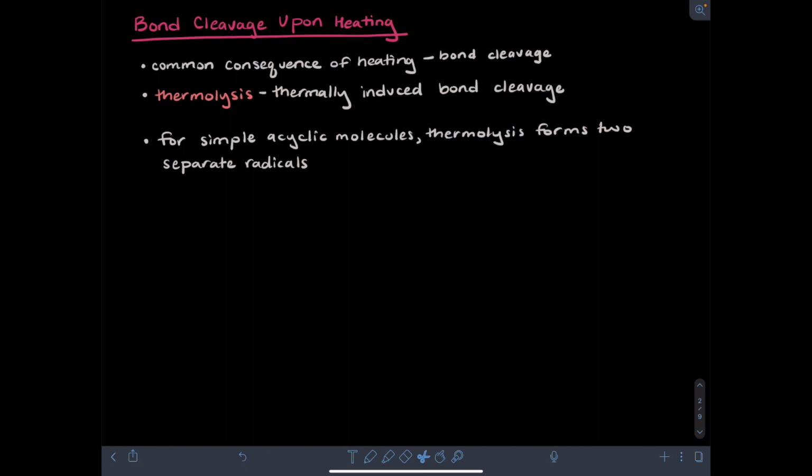For simple molecules that are not cyclic, thermolysis is going to form two separate radicals. So for example, if you heated hydrogen peroxide, a homolytic cleavage of the weakest bond in the molecule would occur. This is the oxygen-oxygen bond. And this would form two hydroxyl radicals.